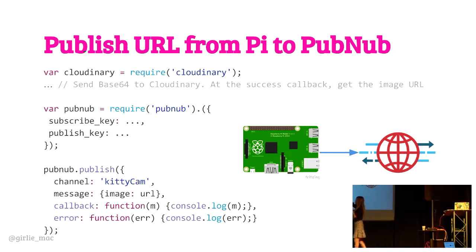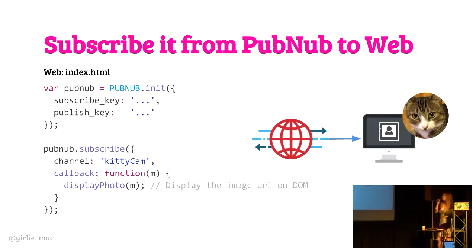You give it a channel name and a message. In this case, I'm just using the image URL. It has a success callback and an error callback. There are some other params too, but this is the simplest way to make it work. So that's publishing the data, and then subscribing, so getting the data from PubNub to the web browser.